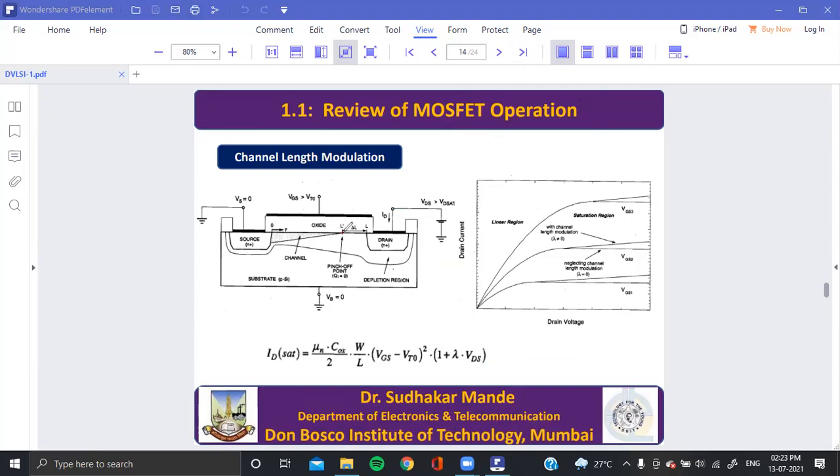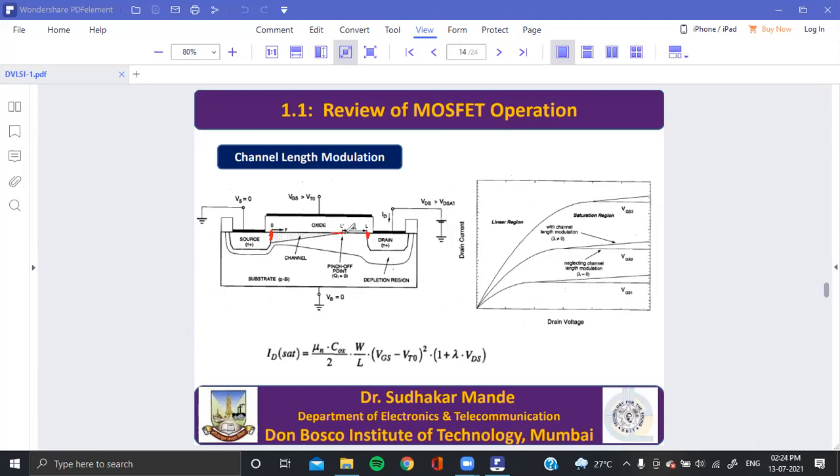Yeah, this one. It's saturation. Actually, channel length is defined as follows: this is the source junction, this is the drain junction, and the distance between source and drain is called the length. But what happens as you increase the drain to source voltage? This pinch off point moves towards the source, and therefore the effective length of the MOSFET decreases by delta L.